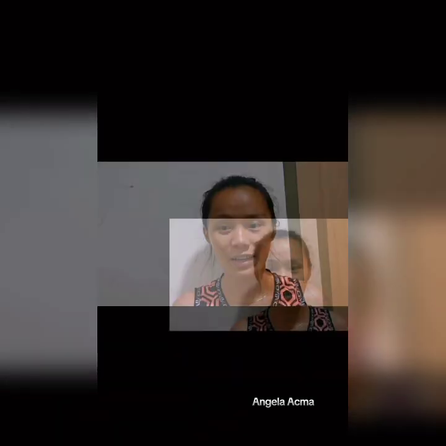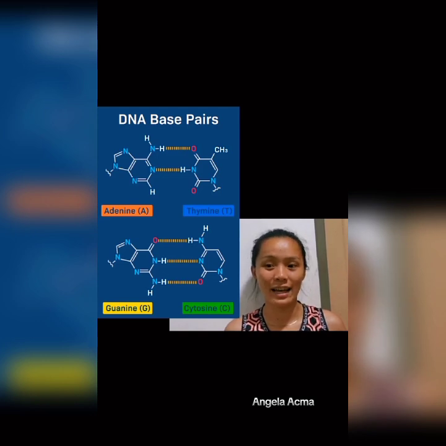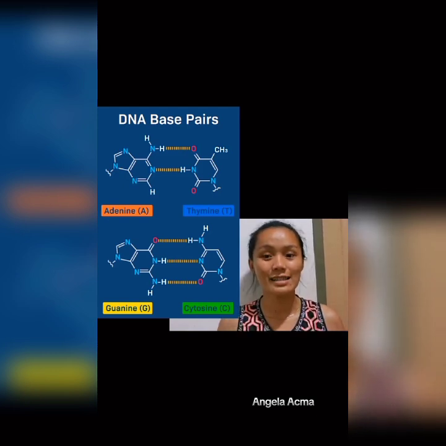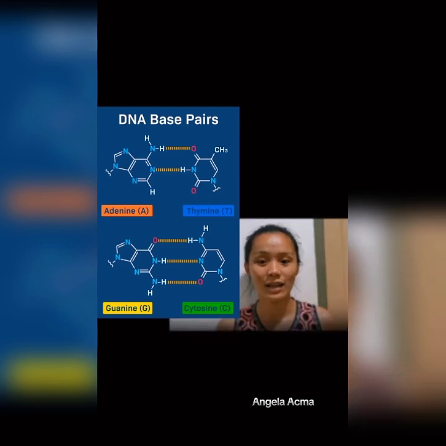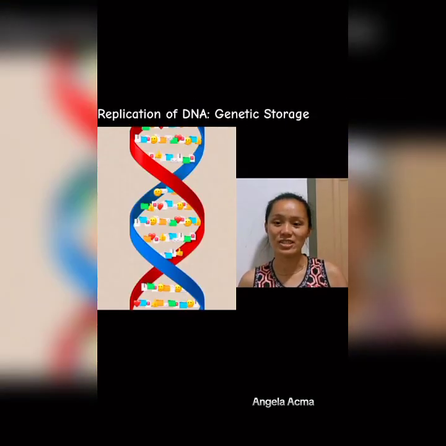or G. The base pairing. Adenine pairs with thymine, that is A to T, via two hydrogen bonds, and cytosine pairs with guanine, that is C to G, via three hydrogen bonds. Replication of DNA. The genetic storage.